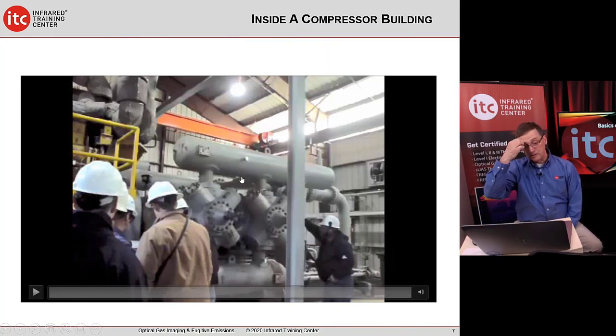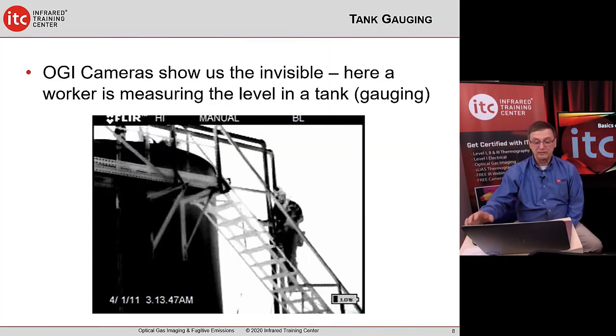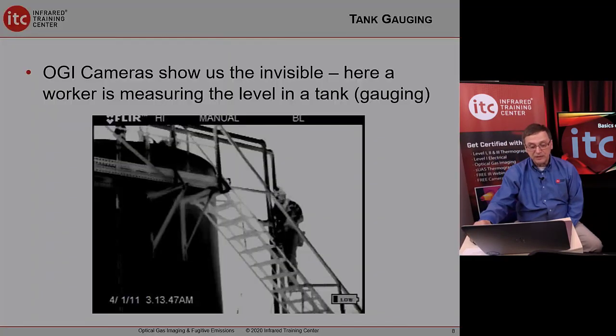Also, the OGI cameras show us the invisible, things we wouldn't necessarily see. Oops, let me play this video here.